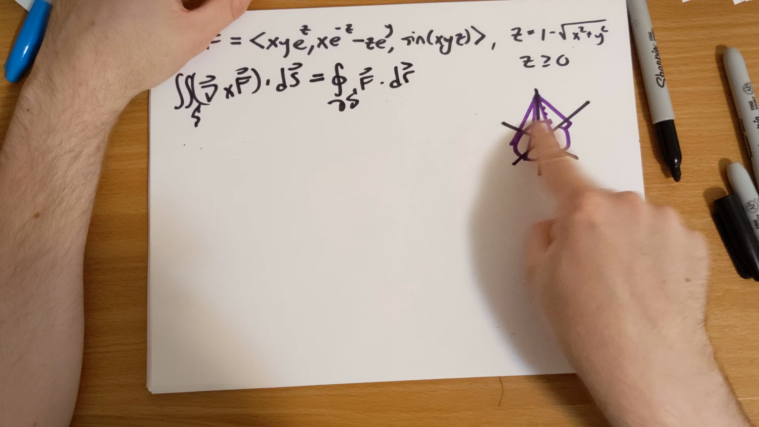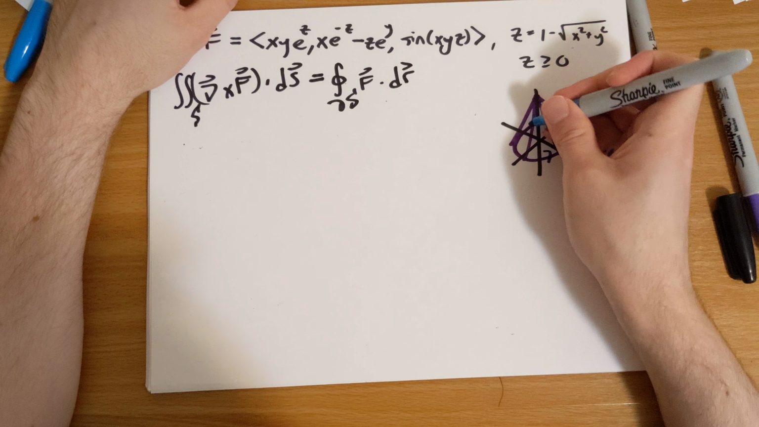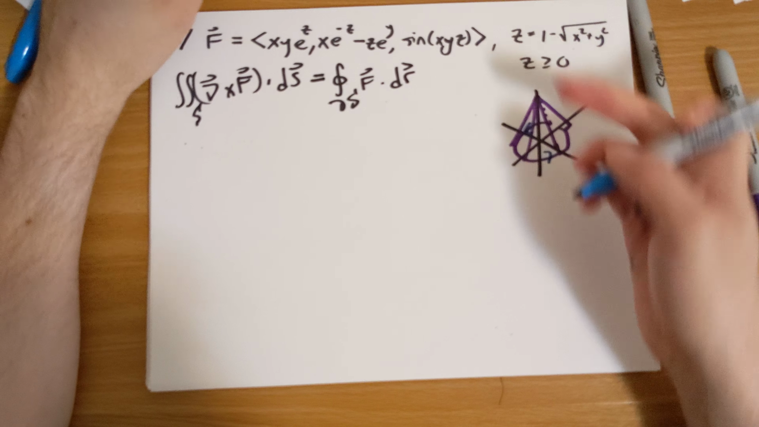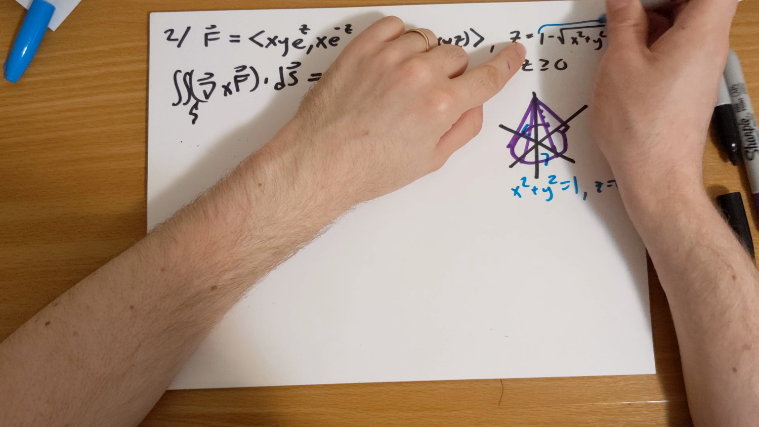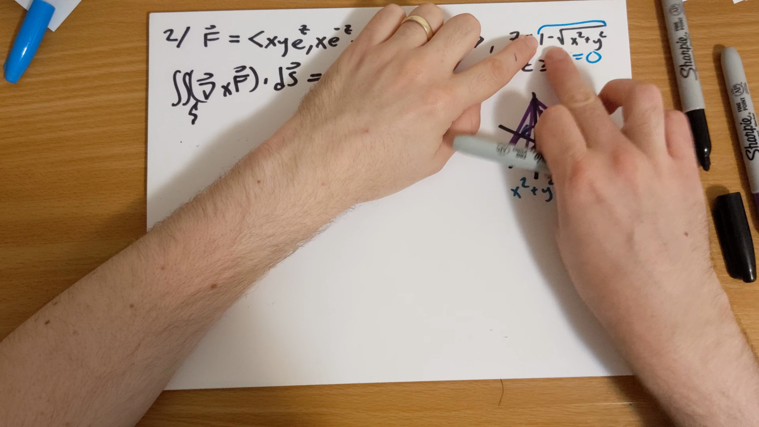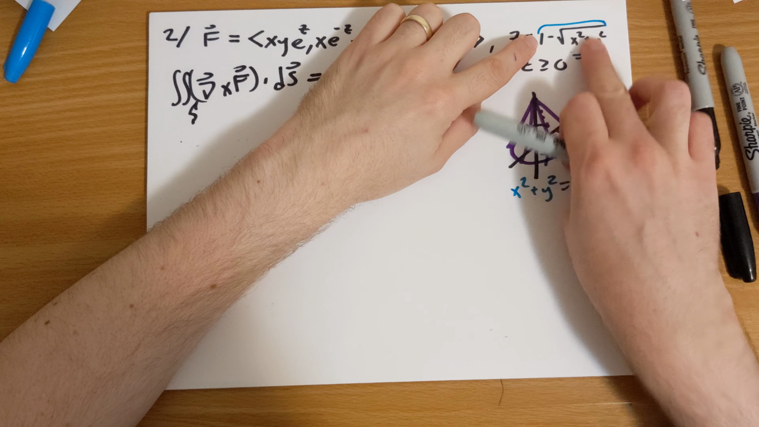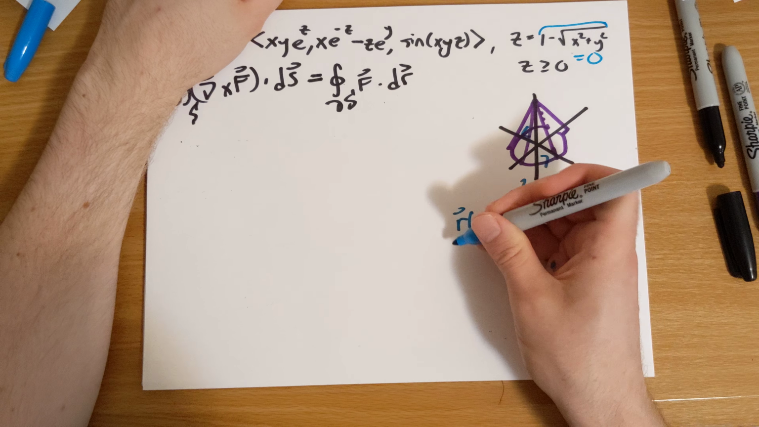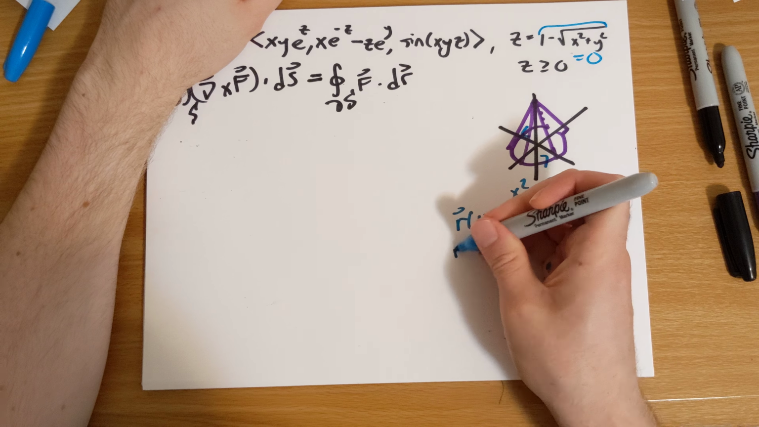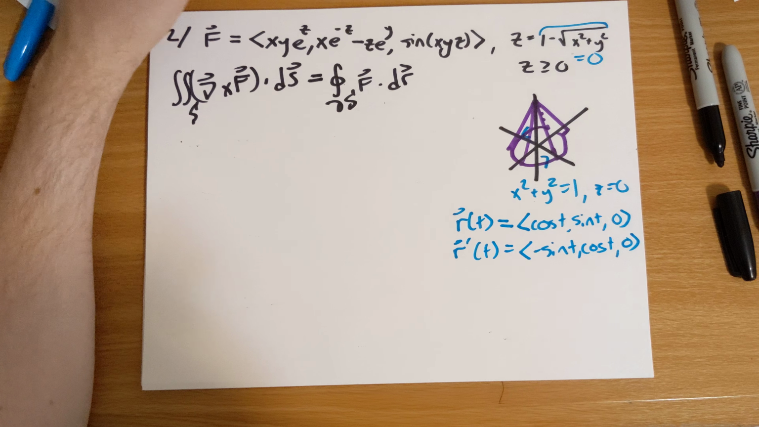So the boundary of our surface is right here. It is the circle x squared plus y squared is equal to 1 in the plane z is equal to 0. You can see that we'd have to set this equal to 0, and we solve, that's x squared plus y squared is equal to 1. How do we parameterize this? R of t is cosine t, sine t, and 0. R prime of t is negative sine t, cosine t, and 0.